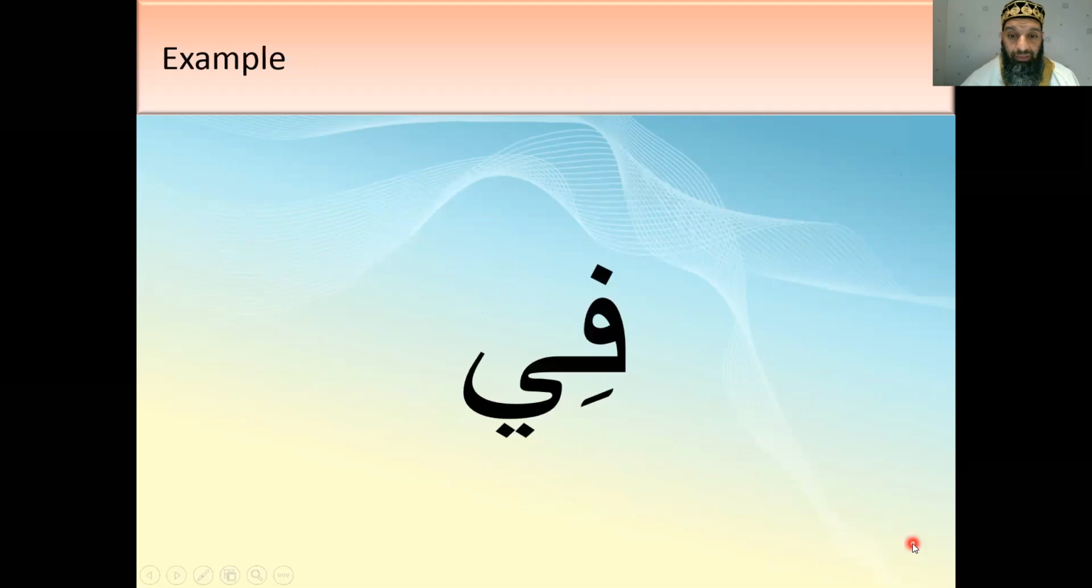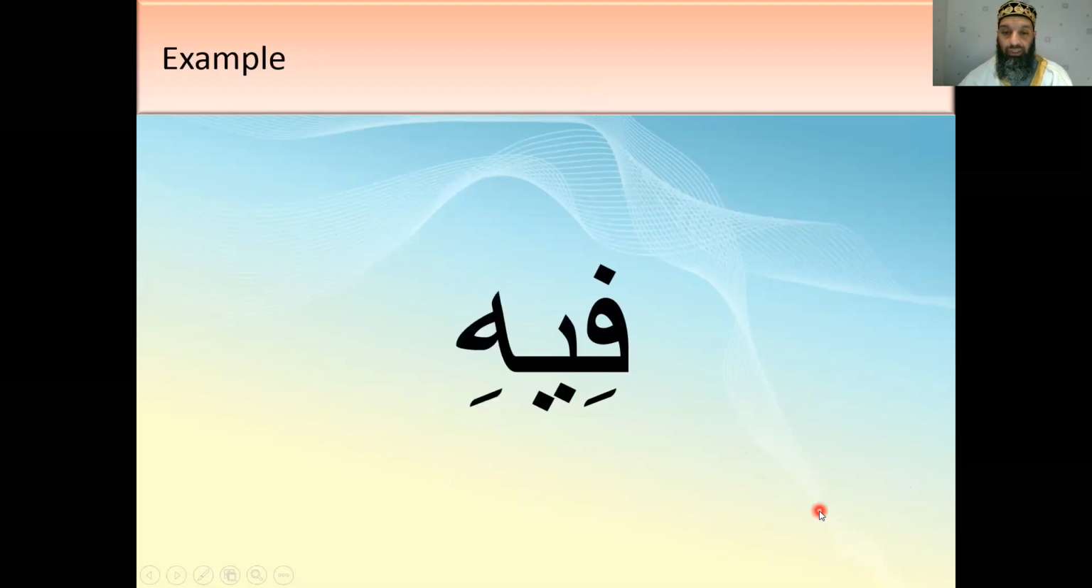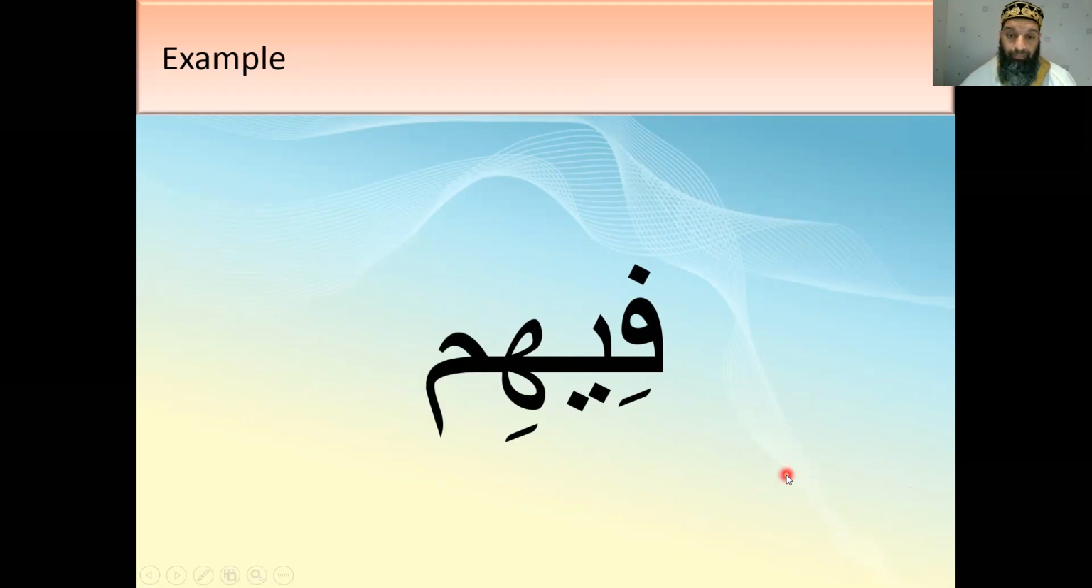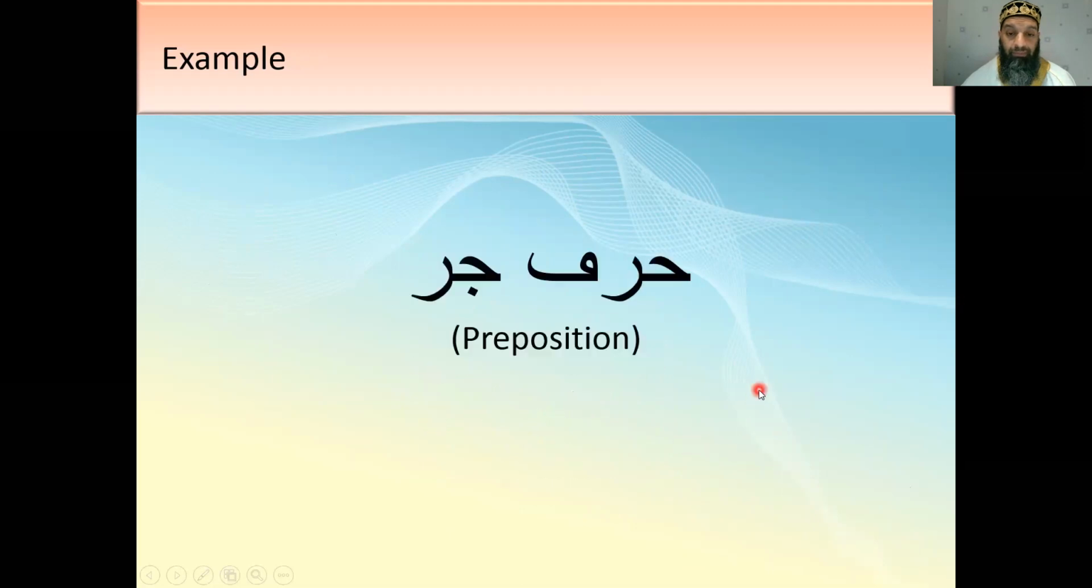Fi means in. Look at the number, 1,218. Fihi, again the he, fihi, in it. I know some people use that to say in it, right? Fihi, in it. Fiha, in it, but it's feminine, or in her. Fihim, in them. The him makes it them.